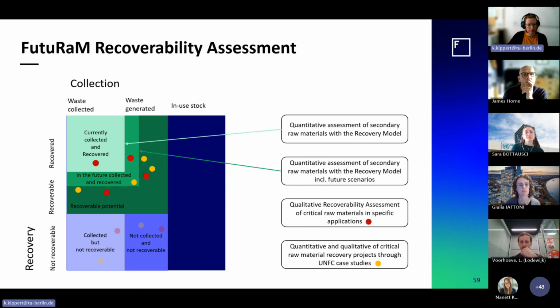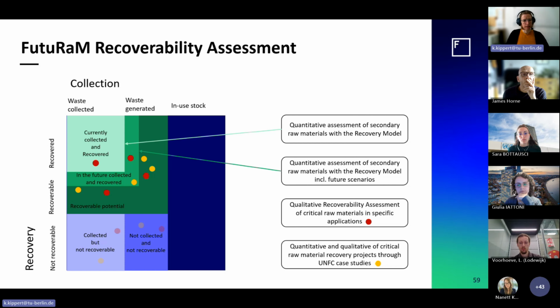To set this in the context of FutuRaM, I will present a small figure. We have that square, let's say, of collection and recovery. We have waste that is collected, which is a part of the waste generated, and we have something that is in use or stock, which is not touchable for the recovery. Then we have waste that is not recoverable. We have recoverable waste and recovered waste.